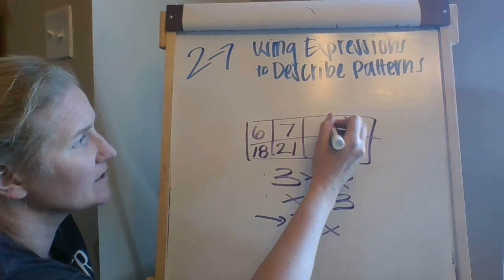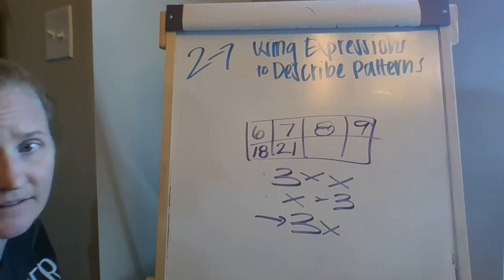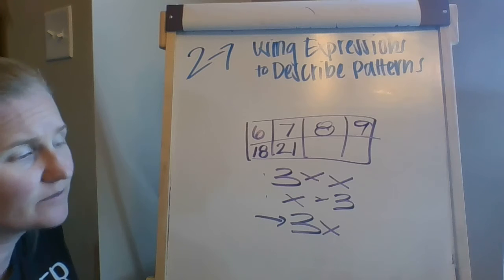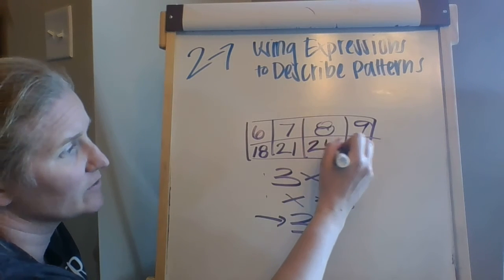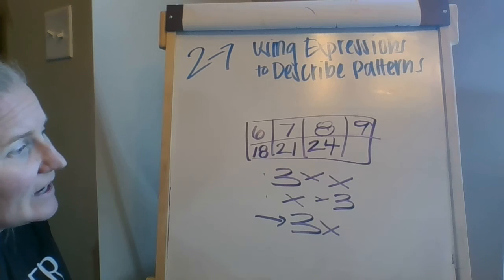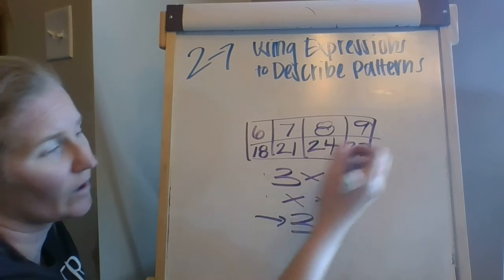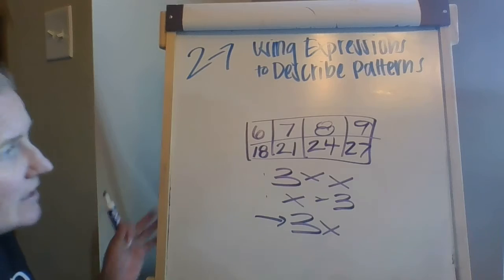Now, what if I tell you that this one's 8 and this one's 9? So if our input is 8, we're going to follow our expression and our rule here. We're going to multiply by 3, and we have 24. And then we have 9 times 3, which is going to be 27. All right.